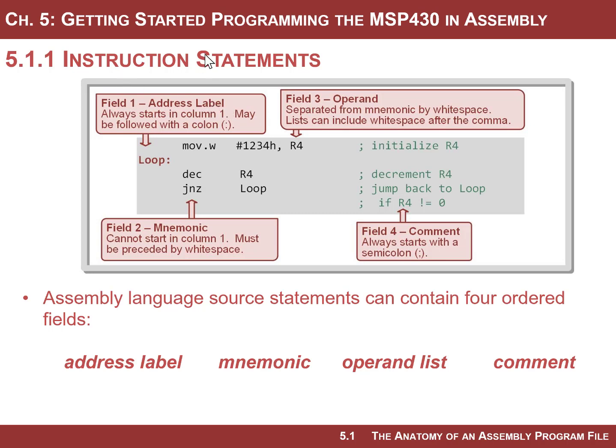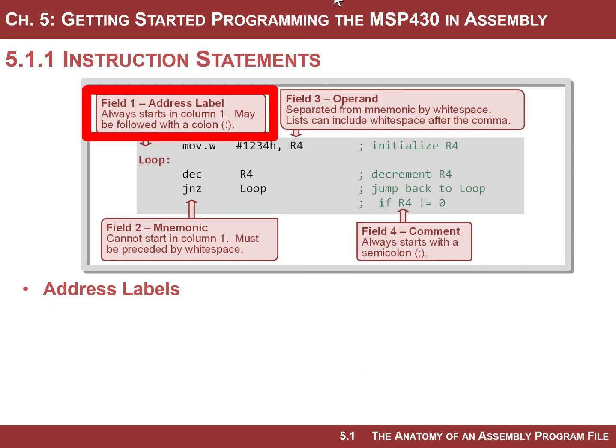So the instruction statement is where you actually code up an instruction, and every line of an instruction statement is an actual instruction that will be inserted into memory. The instruction statement is divided into 4 fields: an address label, a mnemonic field, an operand or operand list, and then a comment. These are the 4 fields of an instruction statement. So let's walk through each of them.